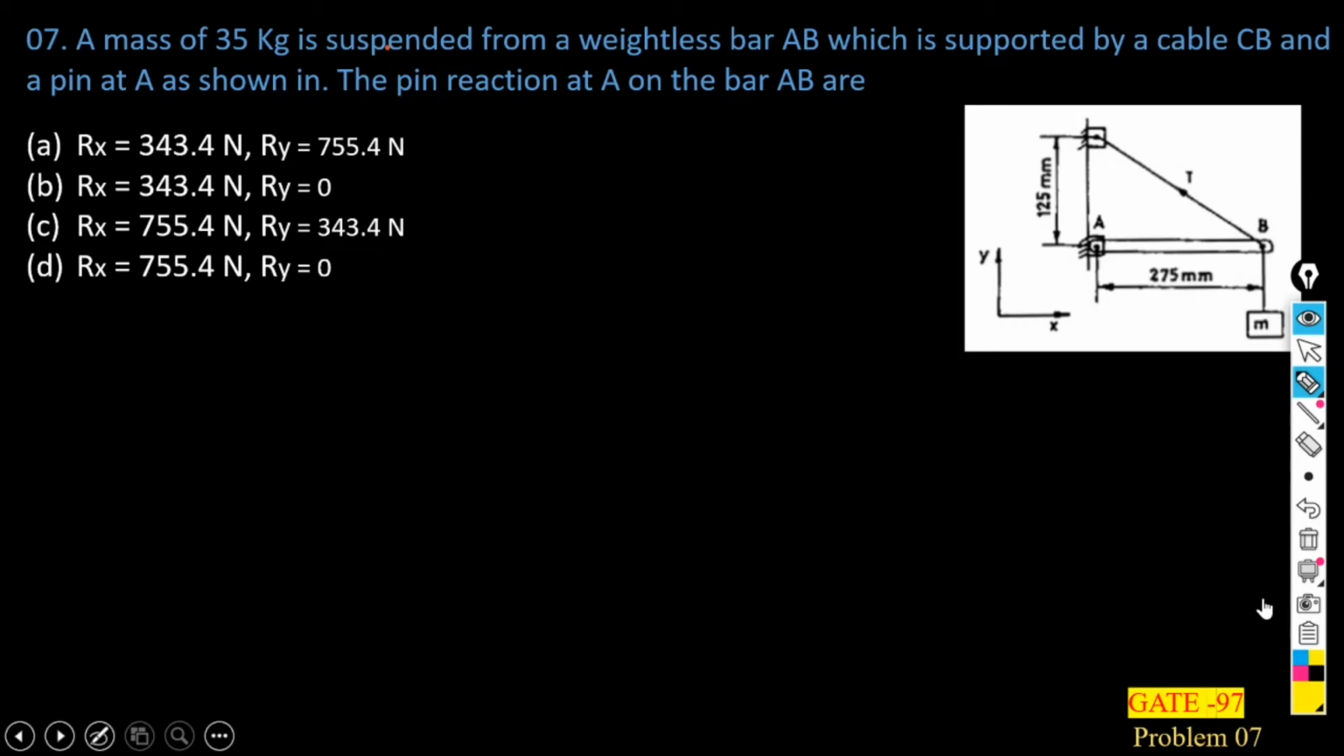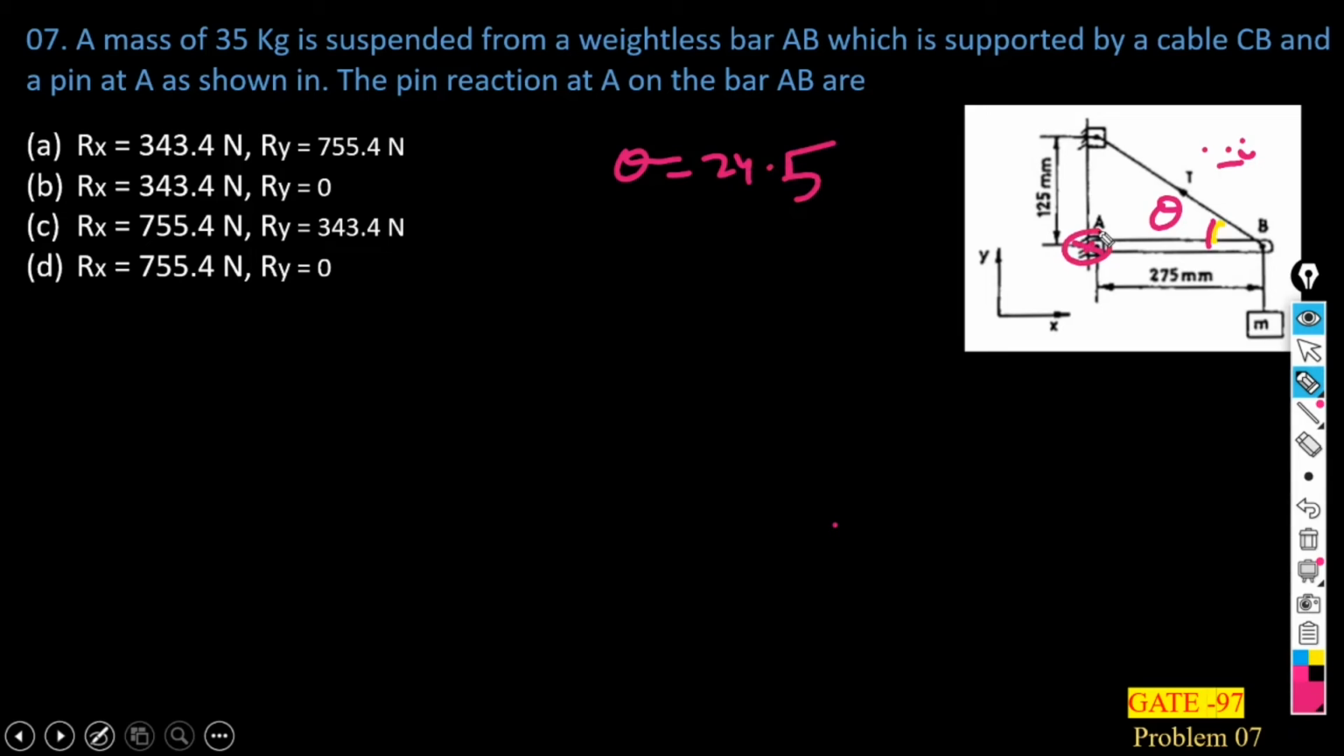You can see here the angle theta: you can calculate tan theta is equal to 125 divided by 275, and theta is equal to tan inverse of 125 divided by 275, which is equal to 24.5 degrees, and you can take the moments about point A.